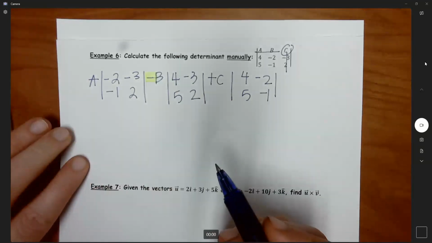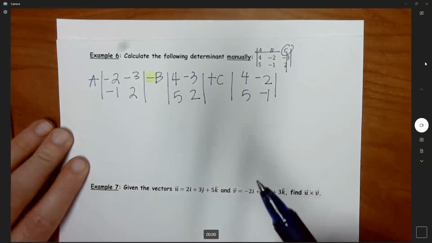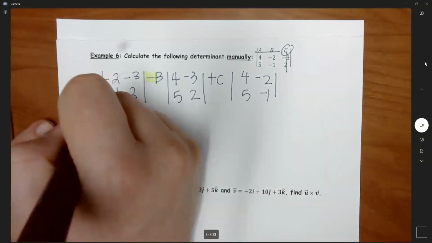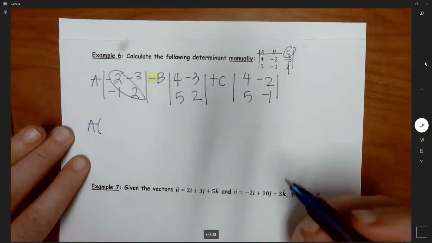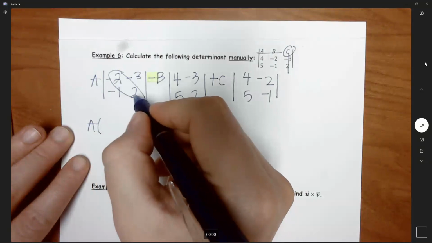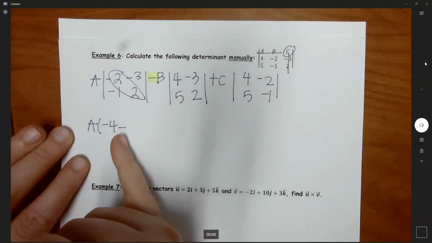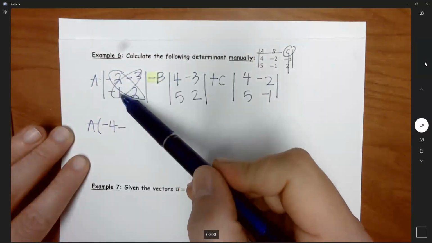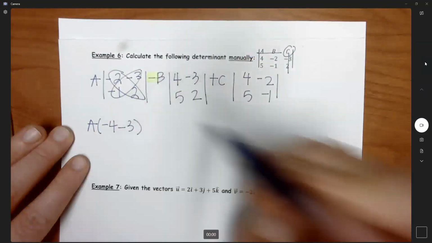So now we're familiar with 2x2s. Now you can put these in your calculator, but it is so much easier and quicker to just do this by hand. So I'm going to have A times, we'll multiply this way first. -2 times 2 is -4, minus, because that's my formula, and cross multiply this way. -1 times -3 is a +3, so subtract 3.